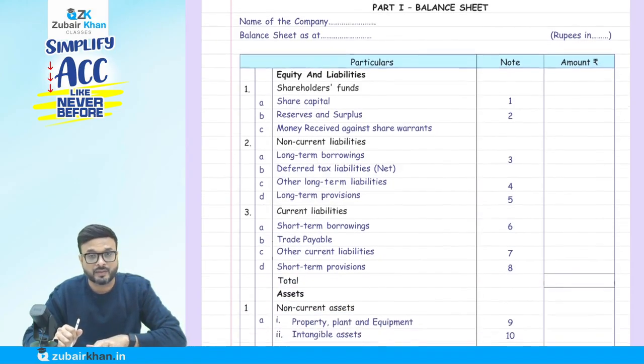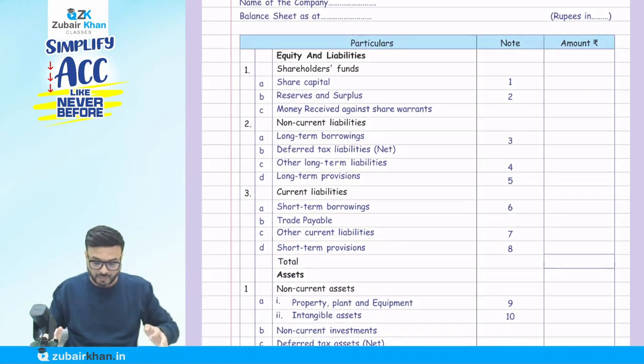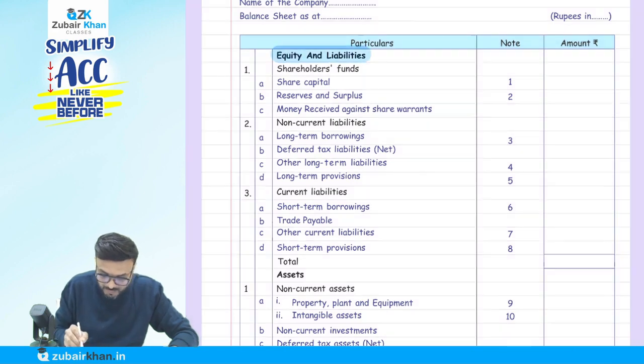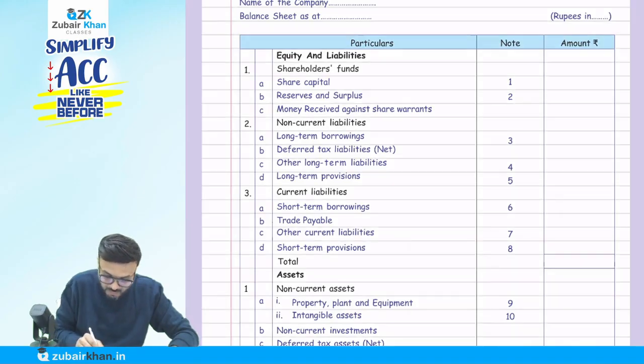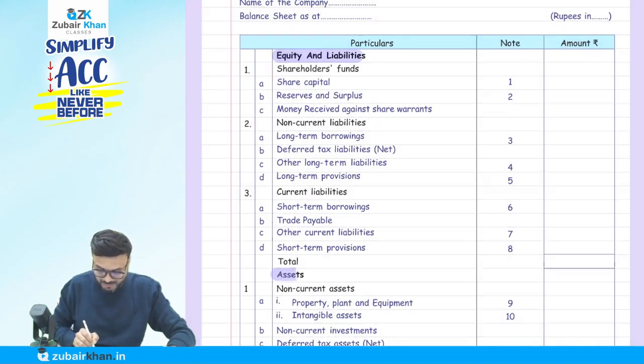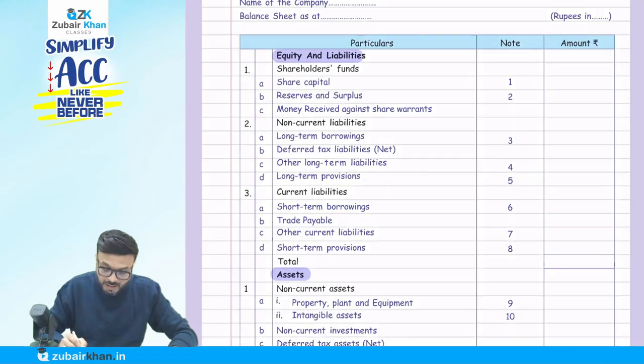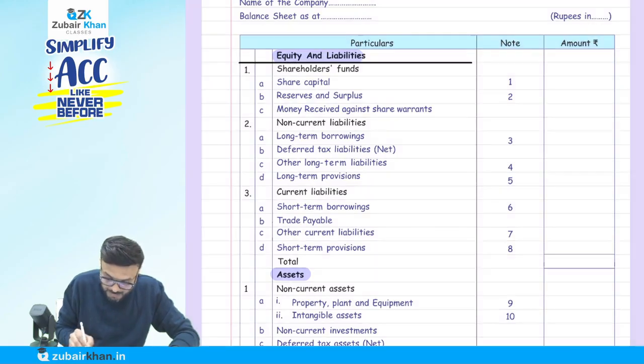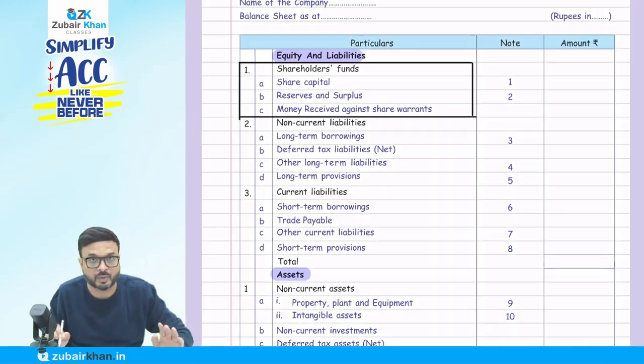Now remember, first we have the equity and the liabilities here, and here we have assets. On the equity and liabilities side, this is the part which belongs to the owner of the company. We call them shareholders' fund. I will discuss the shareholders' fund with you. This is one part.